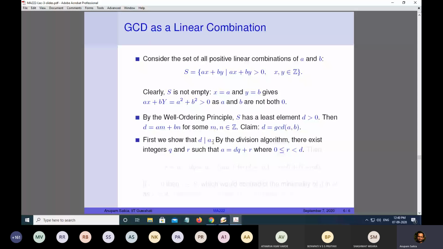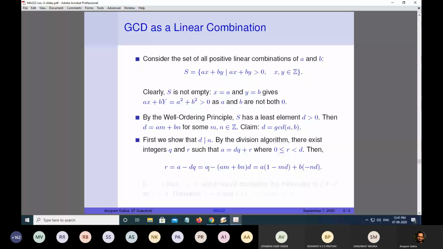By the division algorithm, how do I show that D divides A? I just have to show that when we divide A by D, the remainder should be 0. So apply the division algorithm. There will be integers Q and R such that A is DQ plus R, where R lies between 0 and strictly less than D. My intention is to show that R has to be 0. So what is R? R is A minus DQ.